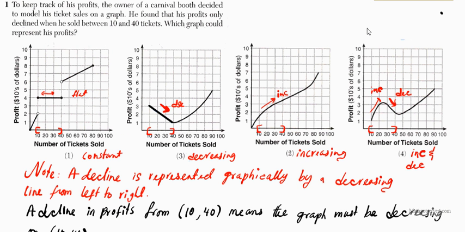All right, let's take a look at question one. Question one has to do with the graphical representation of profits. The question basically asks what is going on in the interval from 10 to 40. Which graphical representation indicates a fall or a decline in the amount of profits?